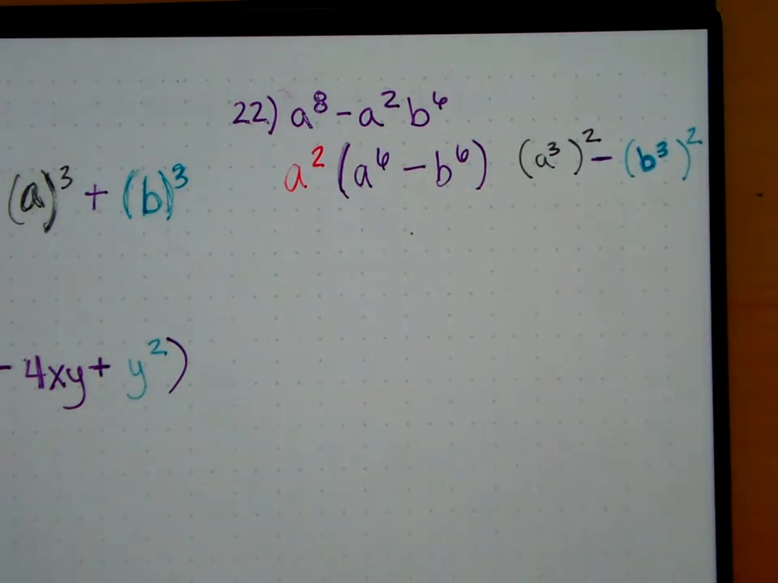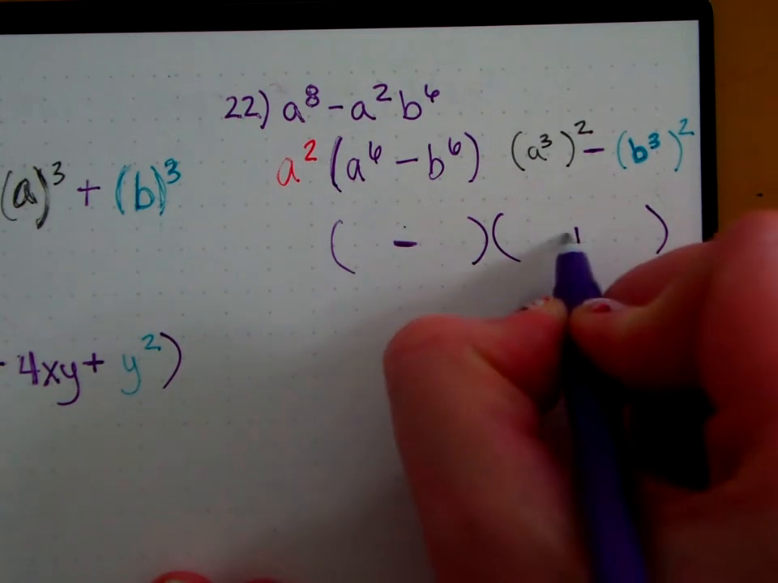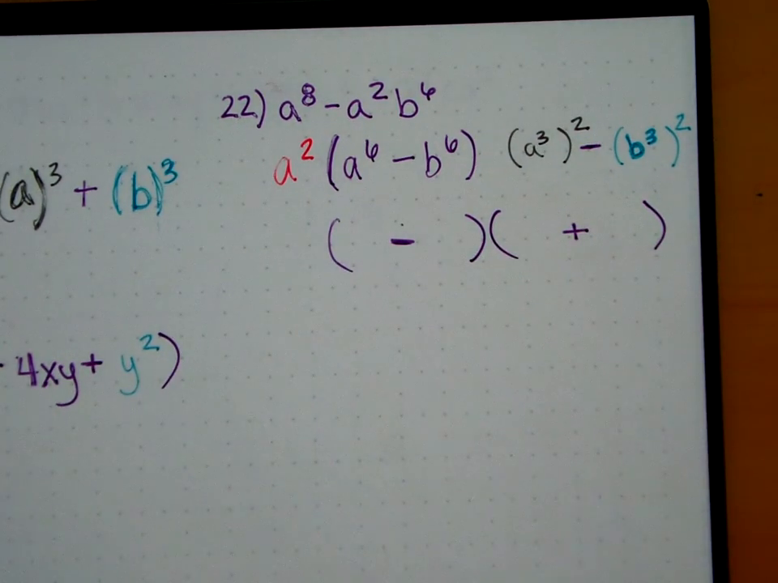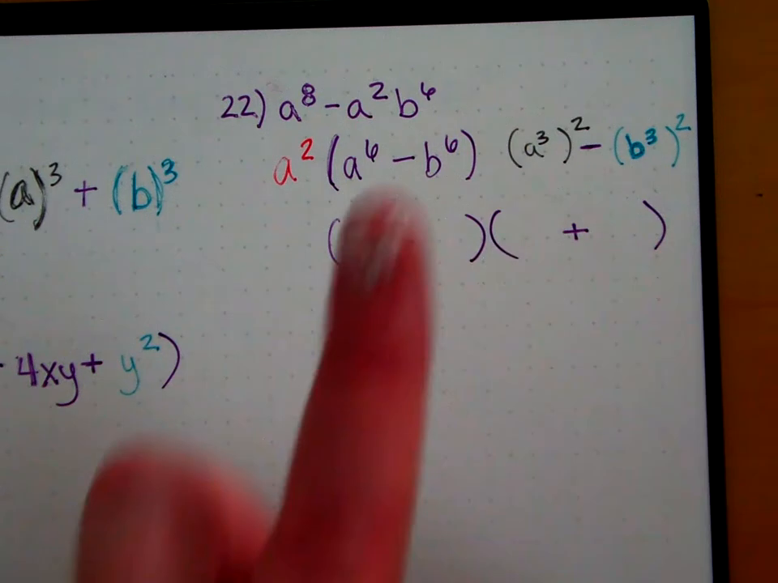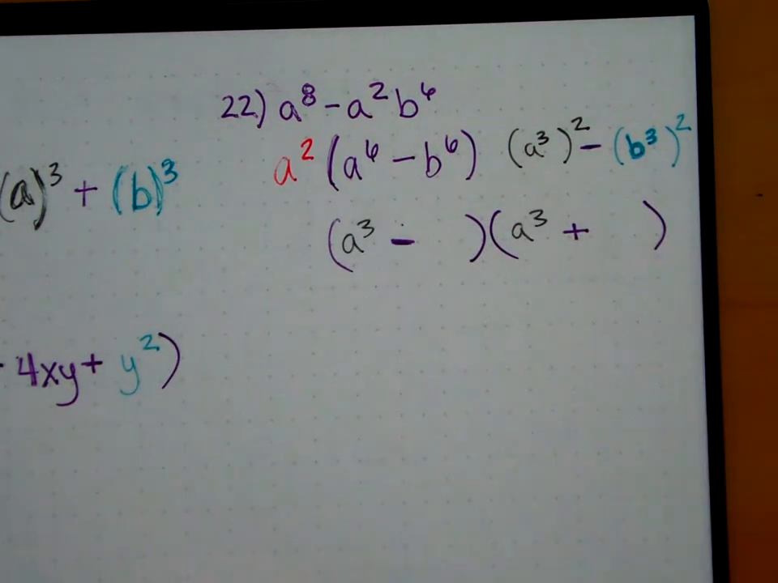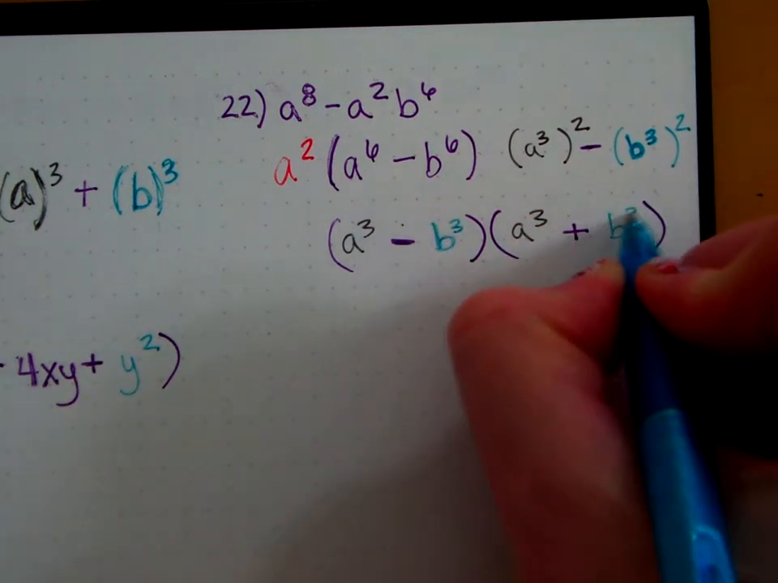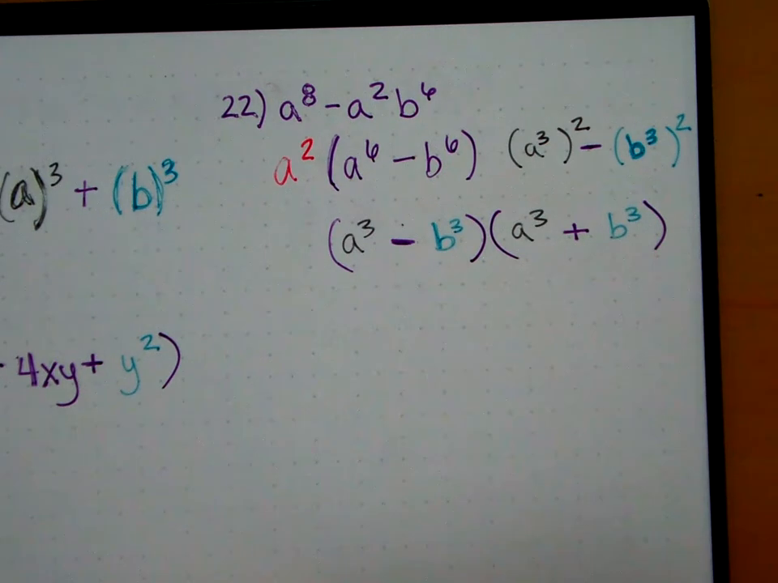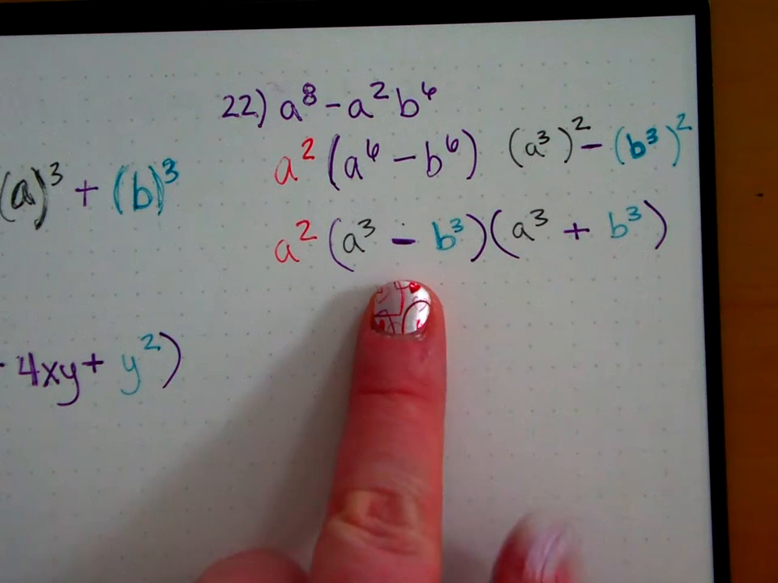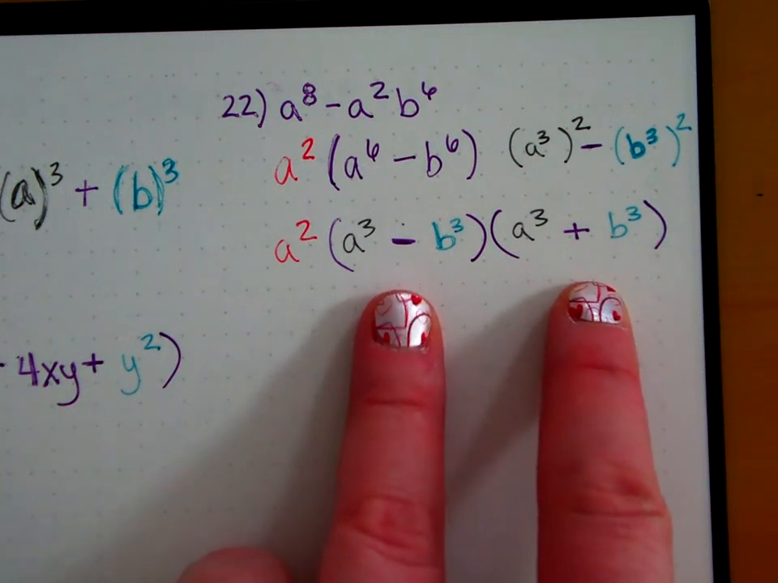Okay? So the form of factoring for a difference of squares is you have a minus and you have a plus, because that's the only way things cancel out. Then you just put these in the respective spots. So a cubed, b cubed. Now that a squared is still out in front, I'm just going to keep bringing it down. So now looking at this, I have a difference of cubes and a sum of cubes. So I'm going to break each one of these down.